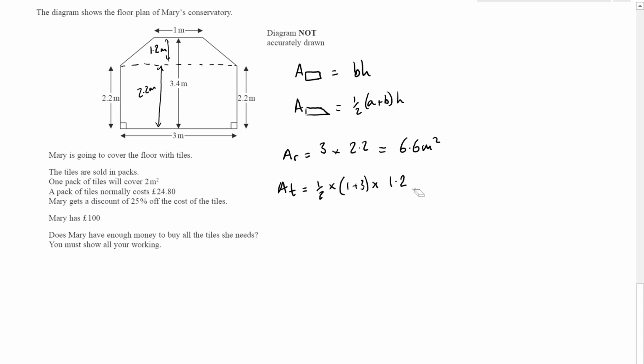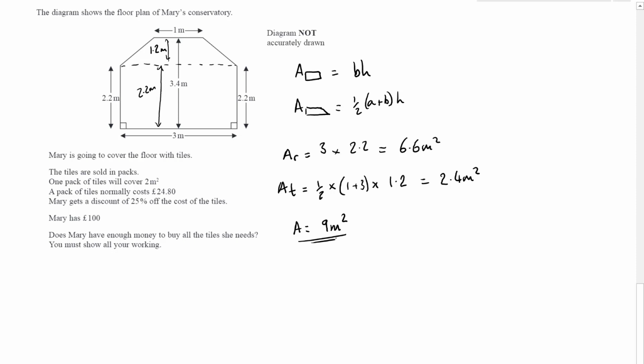When we put all of this into a calculator, you should find that this gives 2.4 meters squared. And so in total, the area is going to be the 6.6 plus the 2.4, which gives 9 meters squared.